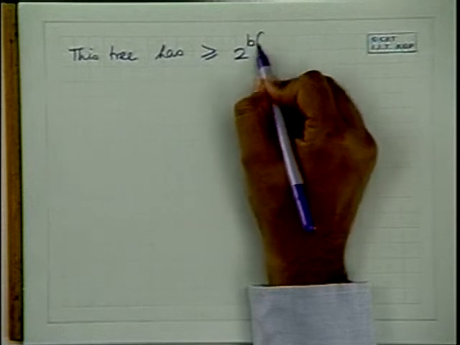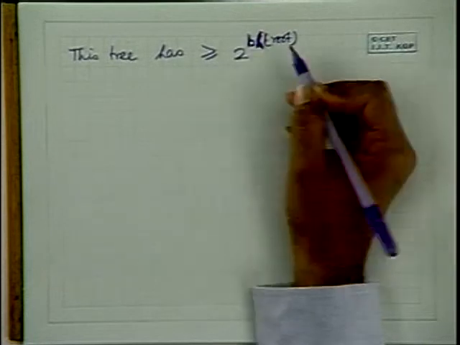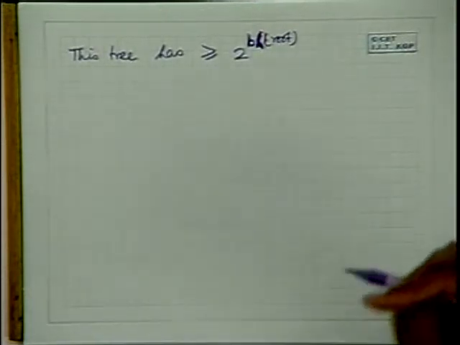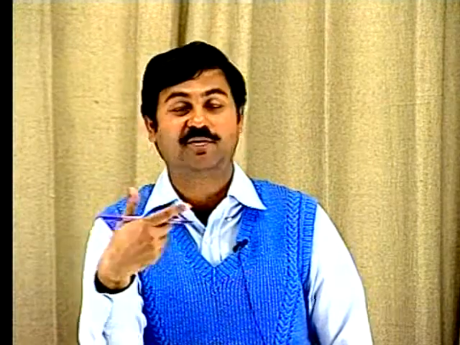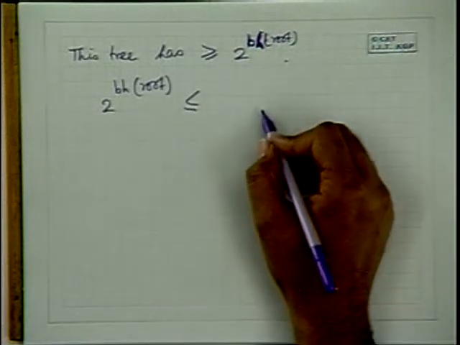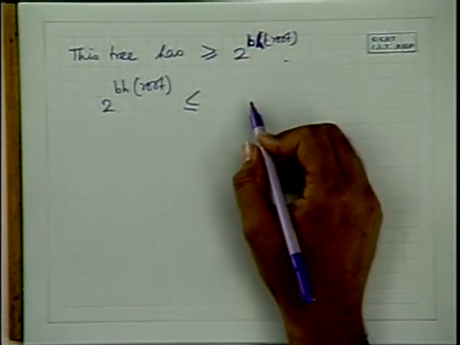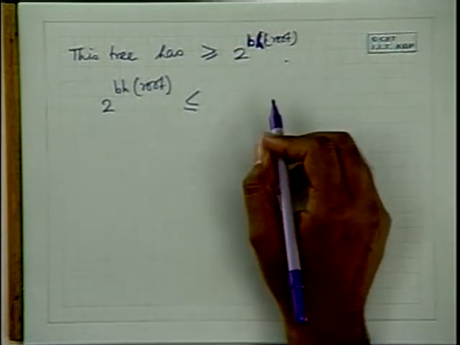2 to the power BH of root. Right? Because your first node must have at least 2. In the second level, all the nodes have at least 2. So it will be 2 to the power BH of root. What does it mean? This means 2 to the power BH of root must be less than or equal to the total number of nodes in this tree, n.